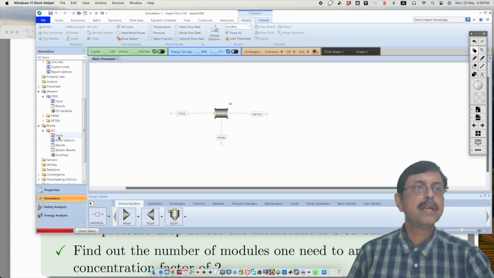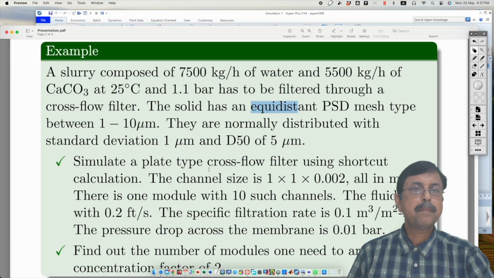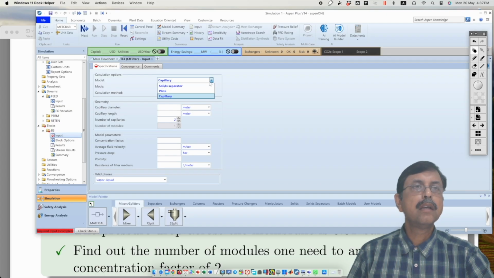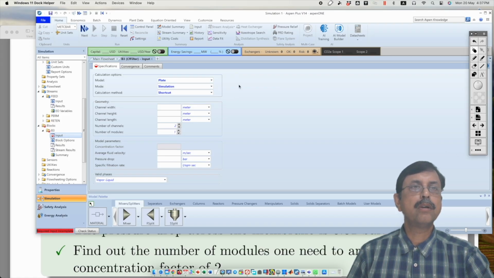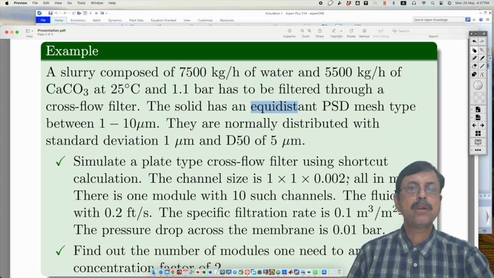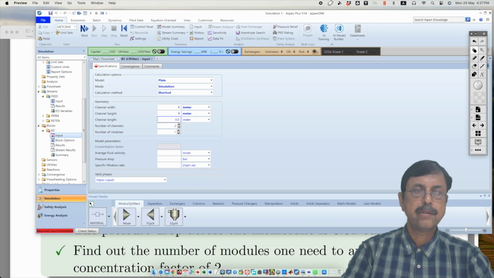Now let us go to the block input. Let us see what they are. First is plate type, right? Simulate a plate type cross-flow filter using shortcut calculation. So it is a simulation method with plate type and shortcut calculation. So this is the combination. Channel 1 cross 1 cross 0.002.